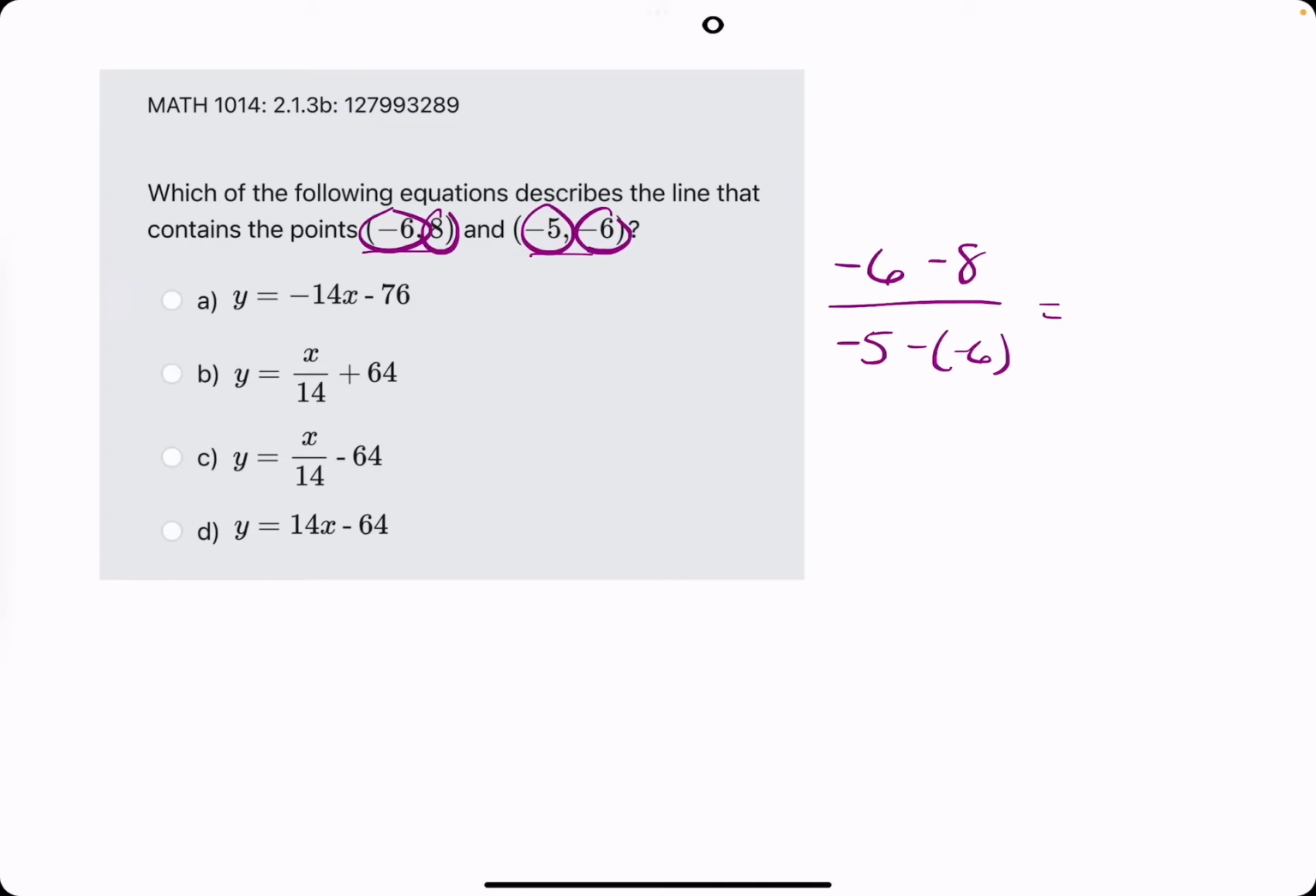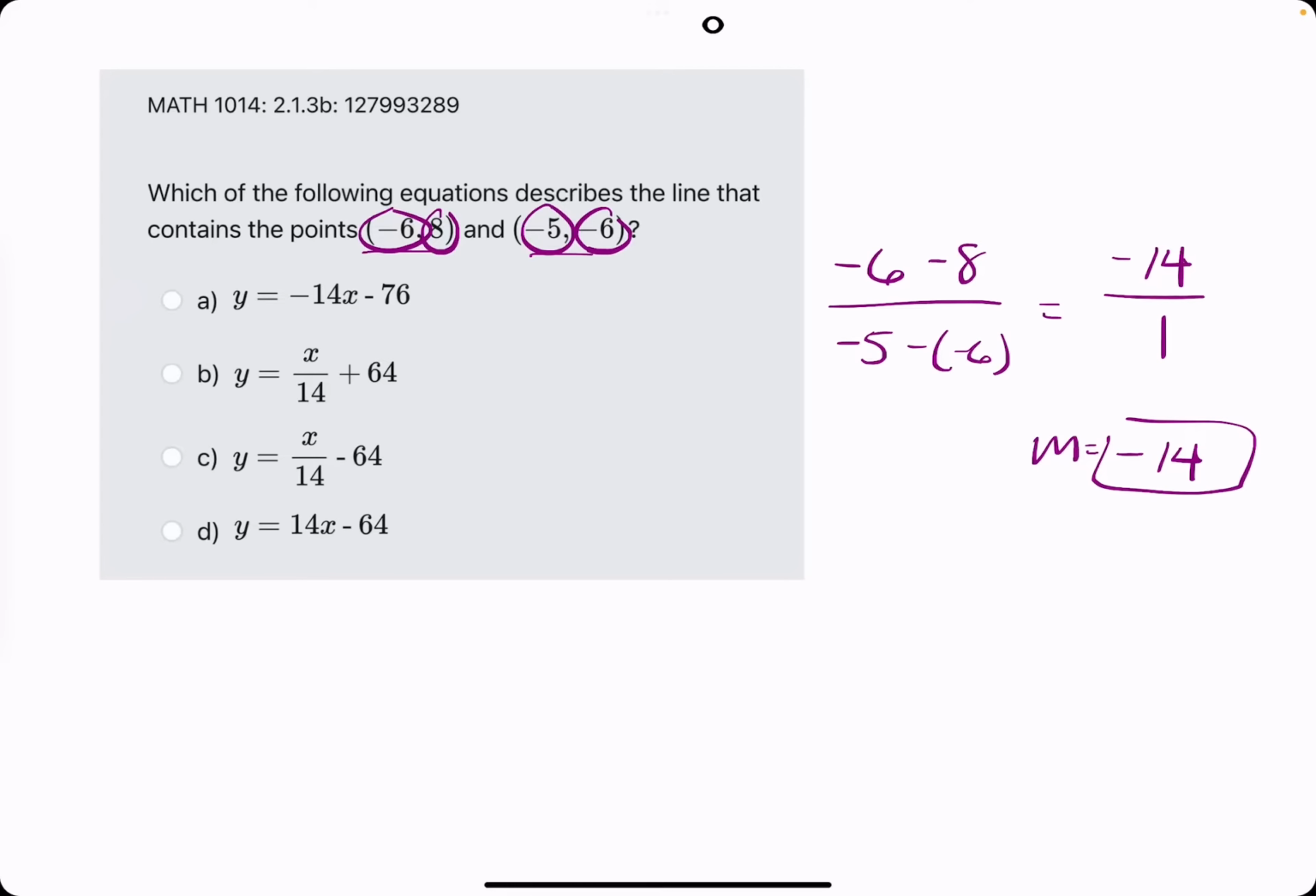Be careful of the negatives and double negatives and things like that. So up top we get -14. On the bottom we get -5 plus 6, so that would be 1. So -14 is our final slope.